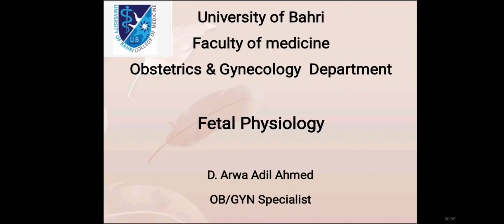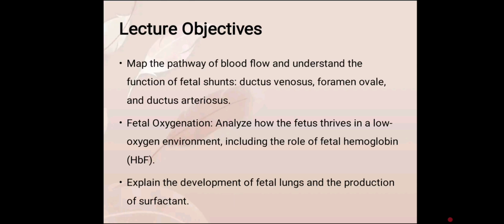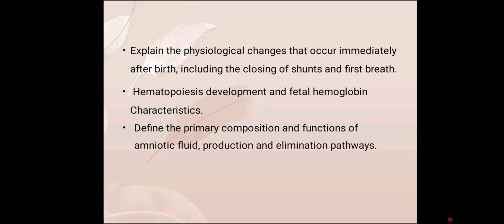We'll talk in this lecture about fetal physiology. Lecture objectives: talk about blood flow, pathway, and fetal shunts. We'll talk about fetal oxygenation, how the fetus thrives in a low oxygen environment, explain development of the fetal lungs and surfactant production. Physiological changes occur at birth and hemopoiesis with fetal hemoglobin or hemoglobin F characteristics. We'll talk about amniotic fluid composition, production, and elimination pathway.